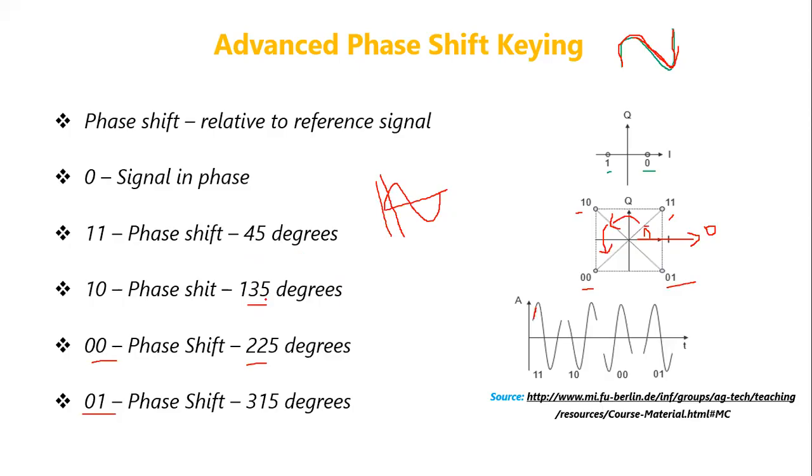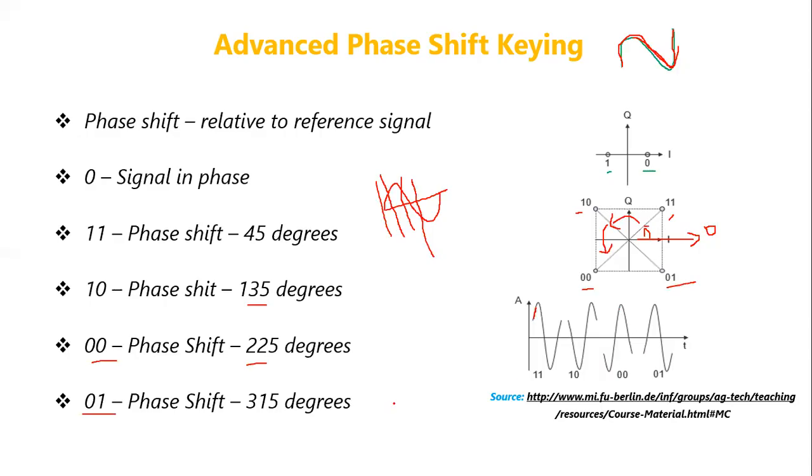If you cut at 135 degrees, this is 45, this is 90, this is 135. If you cut at 135, it will cut here. So you are getting it like this, right? If it is 0 0, then the cut will be at 225 degrees. This is 180, and 180 plus 45 is 225. So then the cut will be here. So this 0 0 is represented like this.